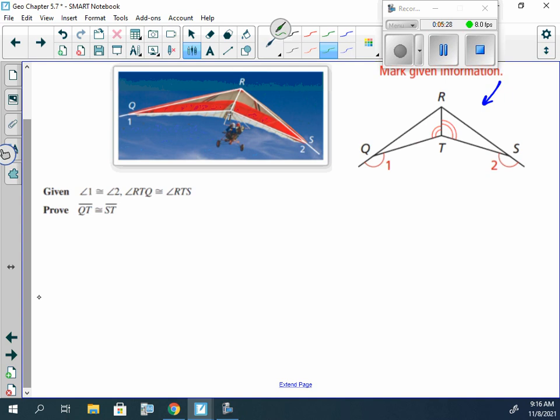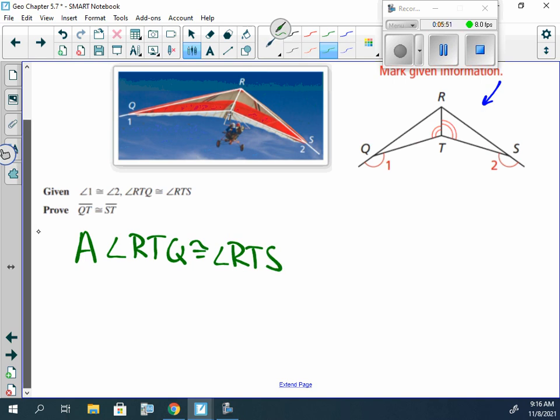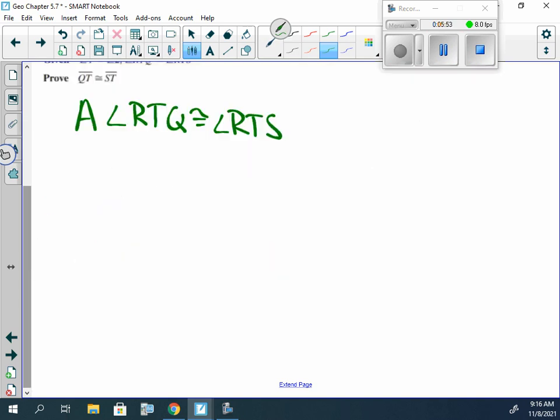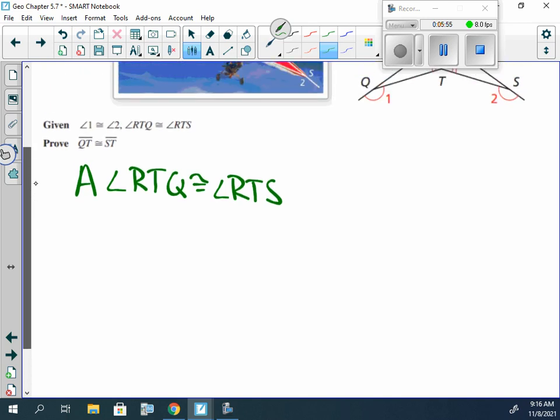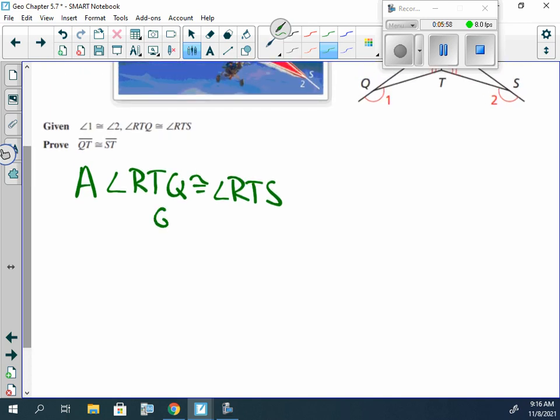Now, we do have a set of angles. It wouldn't be angle 1 and 2 because angle 1 and 2 are inside the triangle. No. But we can say for sure that angle RTQ is congruent to angle RTS. Well, this was kind of given to us.